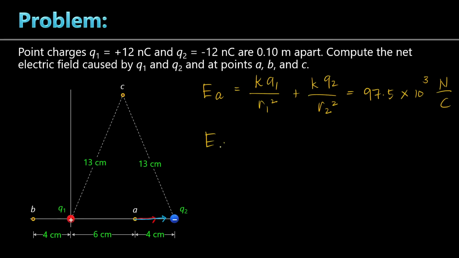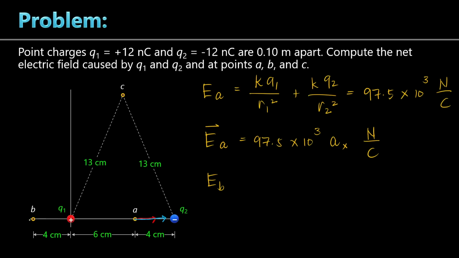The electric field at point A, the vector field is equal to 97.5 times 10 raised to 3. Lagyan natin dito ng direction, unit vector AX, newtons per coulomb. Okay? So, again, this unit vector indicates that the electric field is along the x-axis, positive, so that means to the right. Okay? Now, compute naman natin ang electric field at point B.